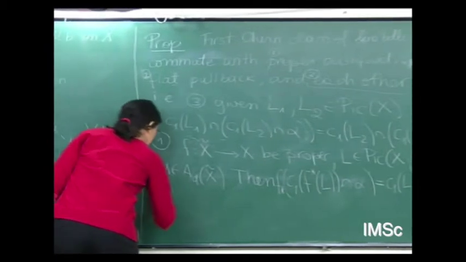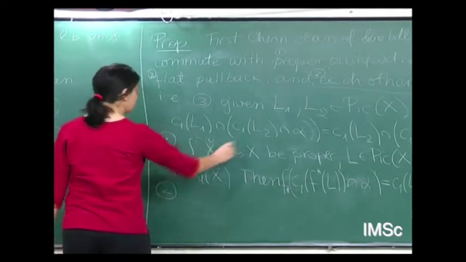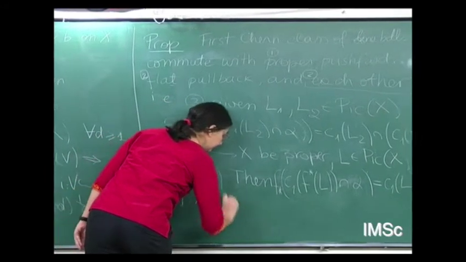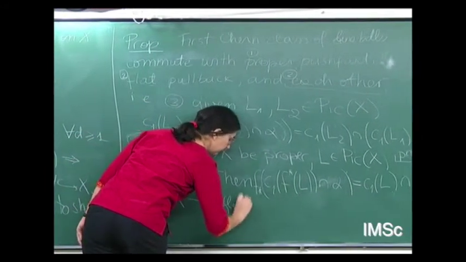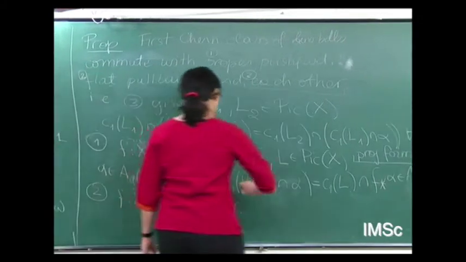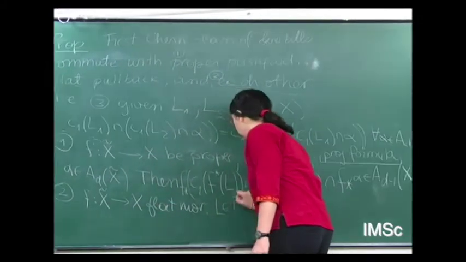And finally, for 2, we are in the same situation. We take a flat map. And this time, we take everything on X.